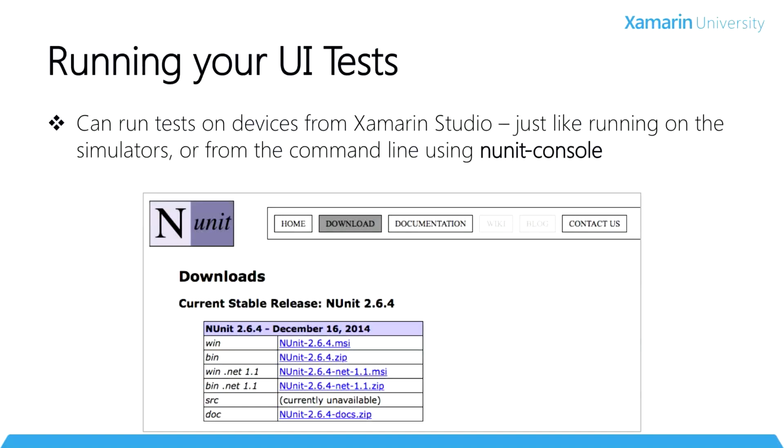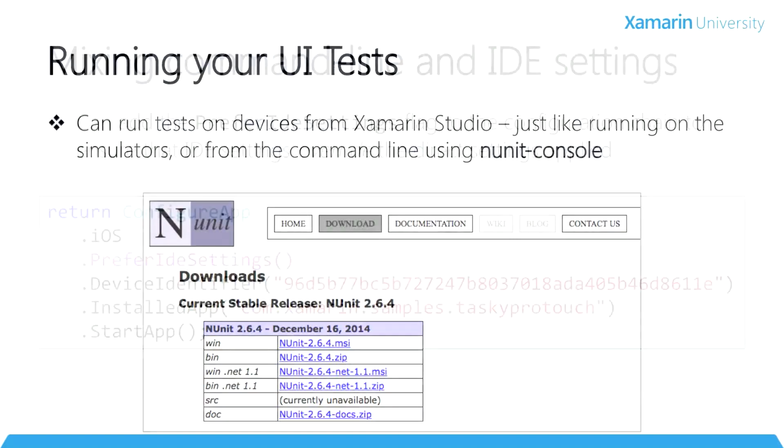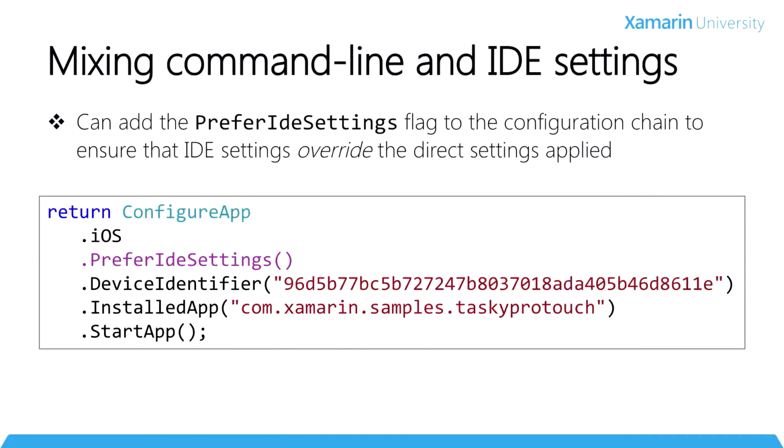And currently, Visual Studio does not support running the tests directly on a device from the IDE. You'll need to switch to Xamarin Studio or use the command line approach. And once you start adding specific configuration to target a device, you'll override the unit test pad settings from Xamarin Studio. However, if you want to be able to take the tests and run them from the command line or from Visual Studio with a specific app target, but also run the tests from Xamarin Studio and change the targets in the pad, you can add the PreferIdeSettings method into the configuration chain. This will ensure that the IDE settings override anything set directly. So you can use the same config for both the IDE as well as the command line execution.